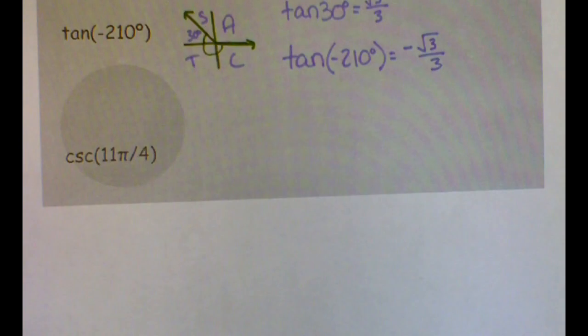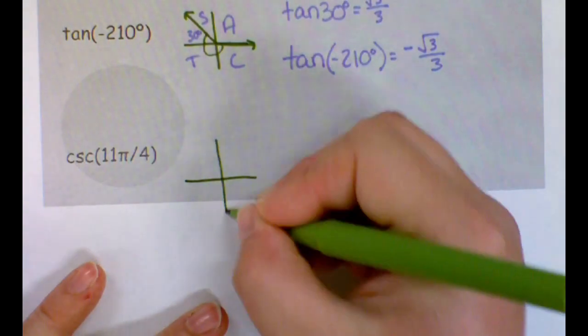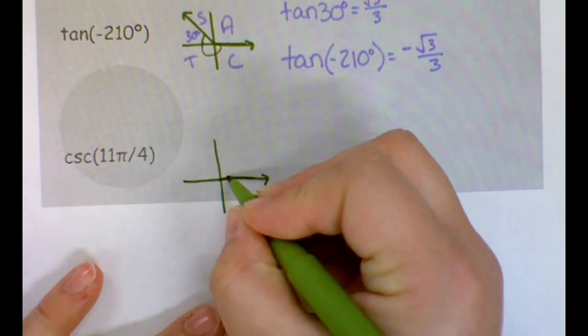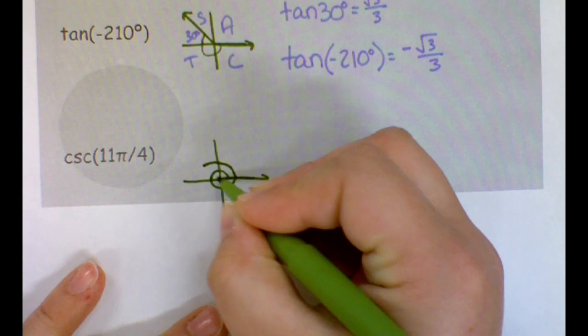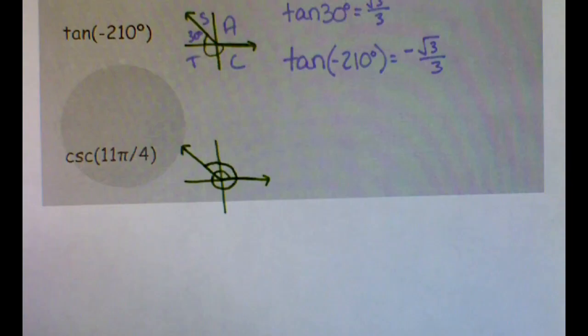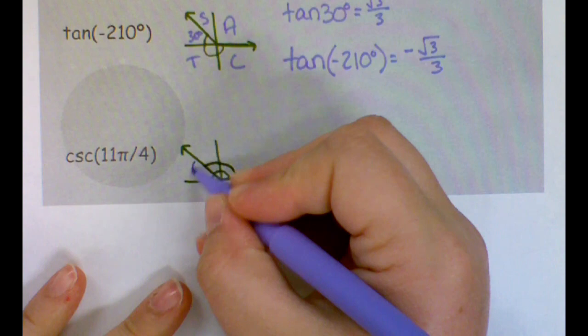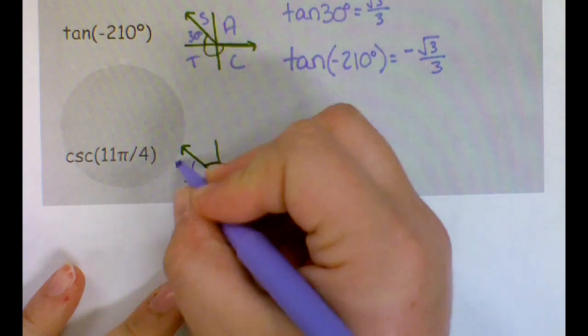And then cosecant of 11 pi over 4. All right. Positive x-axis. Let's see here. 4, 8, 9, 10, 11 pi over 4. There's my angle. Well, how far to get to the x-axis again? That's pi over 4.